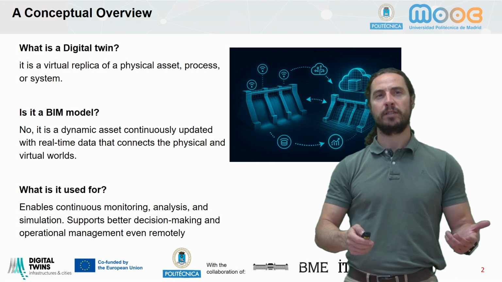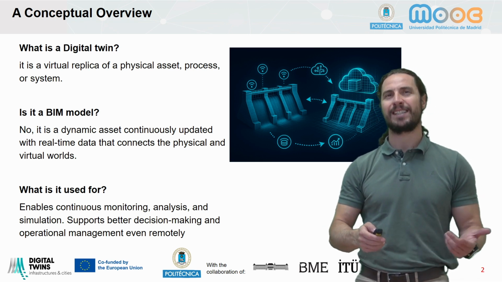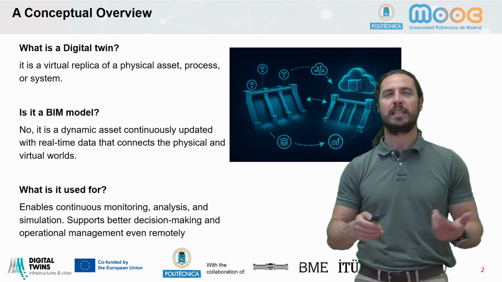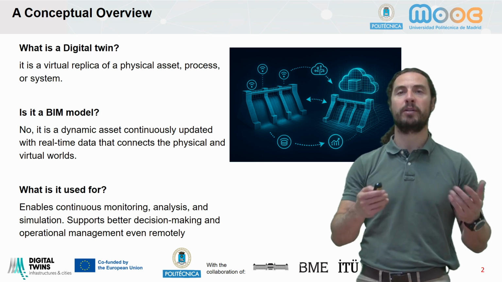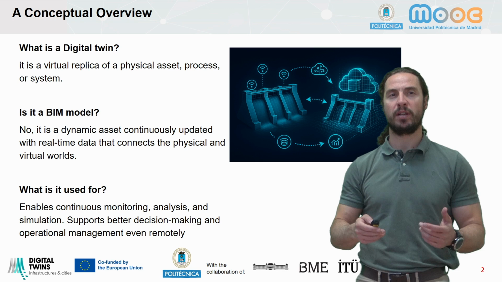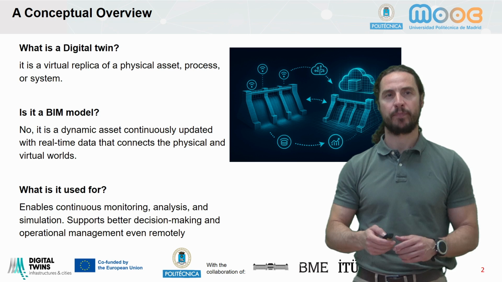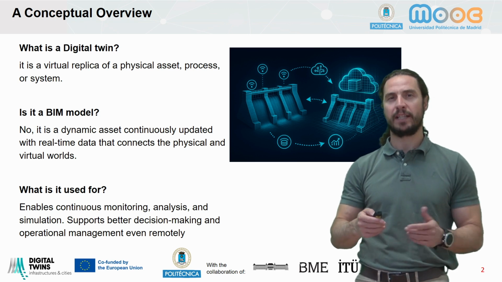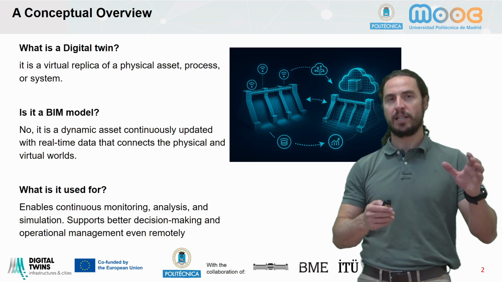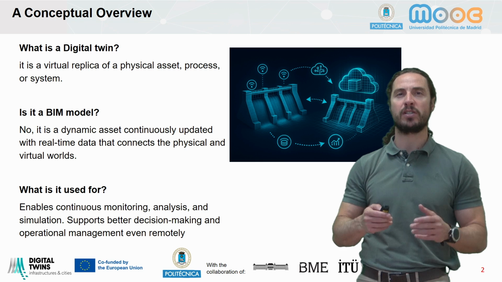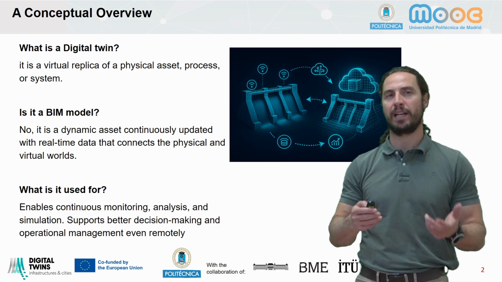So before going into technical detail, let's just start with a simple question. What exactly is a digital twin? A digital twin is a virtual replica of a real physical object, process, or even a system. It can represent something as small as a single bridge component, or as large as an entire city. But unlike traditional digital models, a digital twin is alive. It evolves together with its physical counterpart. Sensors and connected devices continuously feed the model with real-time data, keeping it always synchronized with reality.